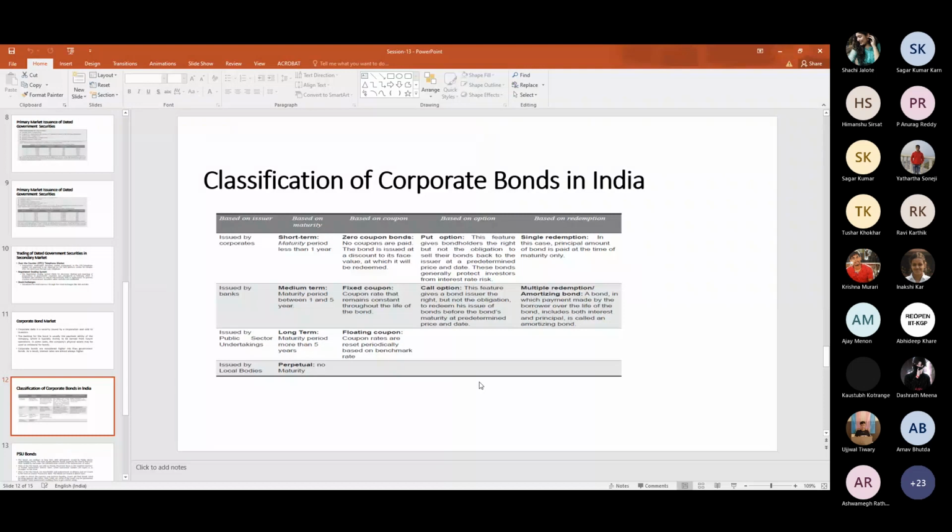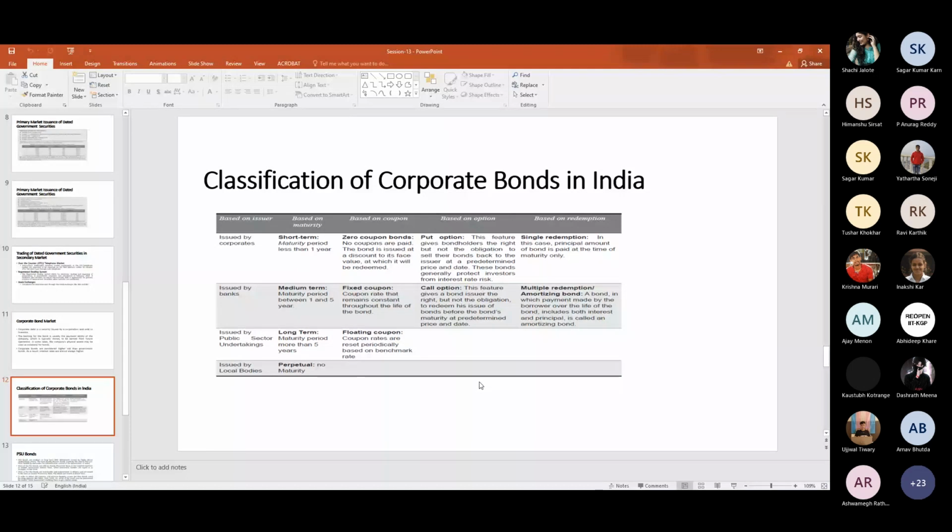The call feature is the reverse. It basically gives the issuer the right, but not the obligation, to redeem the issue of bonds before the bond's maturity at a predetermined price and date. That I have already discussed with you. Whenever we go for valuation of a bond having the call feature or the put feature, the call price and the put price will be mentioned beforehand. So if the issuer wants, then they can always go for buying back that particular bond from the investor itself.